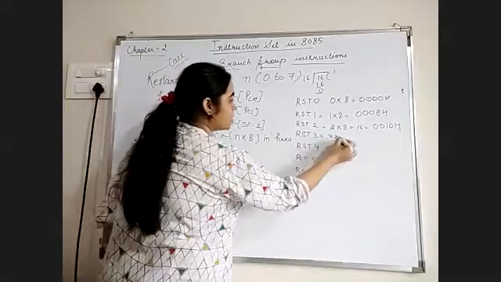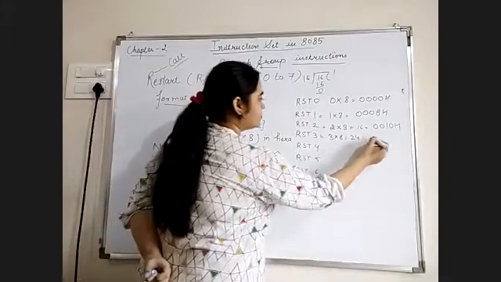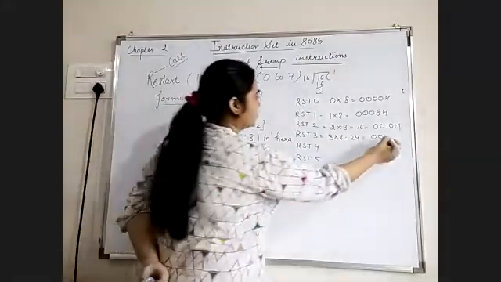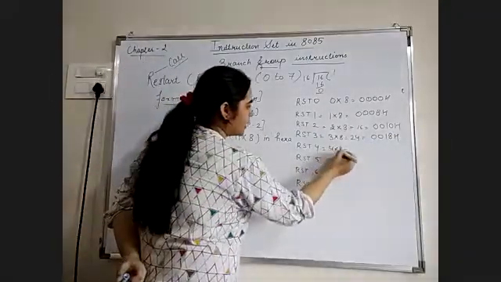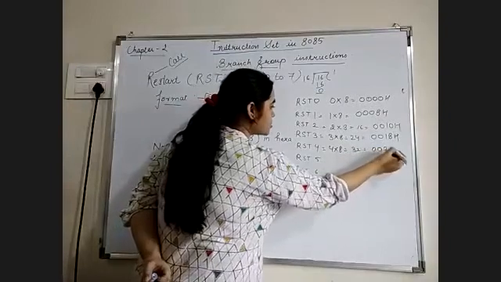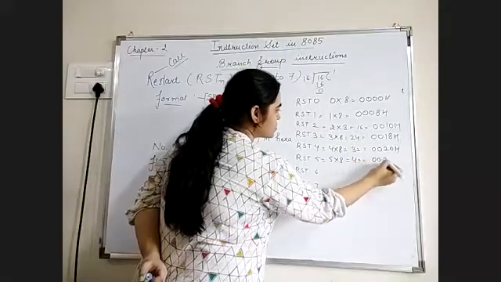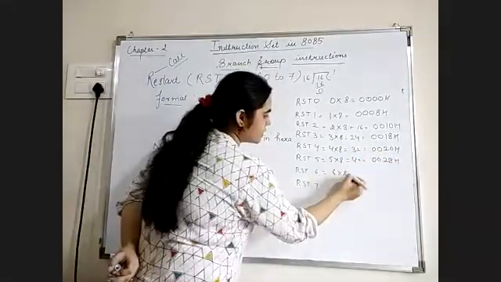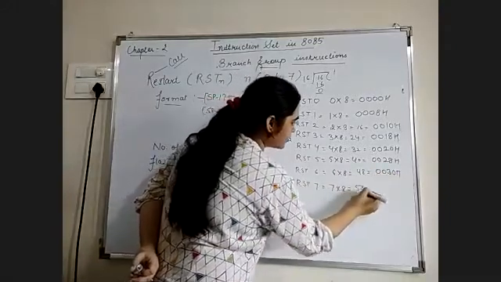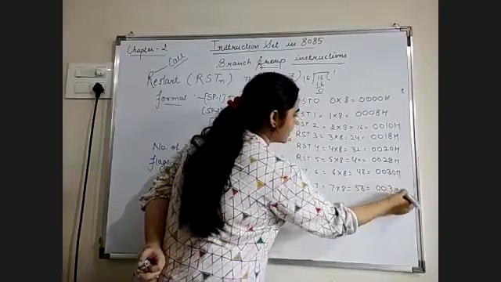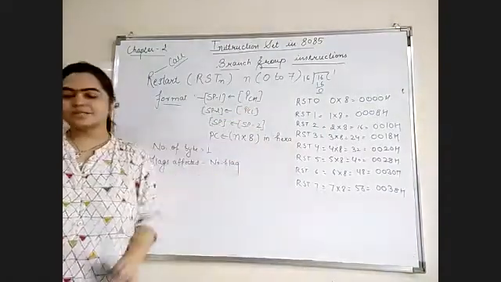Next is 3 into 8, that is 24. When we convert 24 into hexadecimal, it becomes 18, so 18H. Next we have 4 into 8, that is 32, so that is 0020H. Next we have 5 into 8, that is 40. So 40 is 0028H. 6 into 8 is 48, that is 0030H. And the last one is 7 into 8, that is 56, and it is 0038H. So this is the vector address of RST0 to RST7.